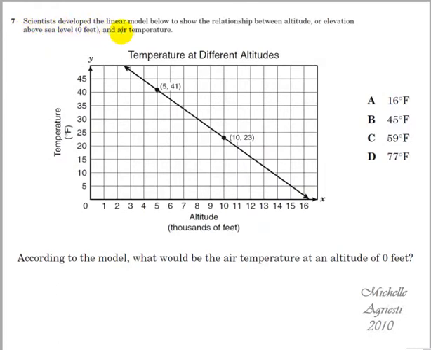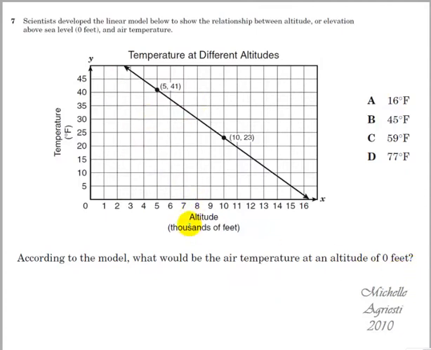Scientists developed the linear model below to show the relationship between altitude or elevation above sea level, 0 feet, and air temperature. According to the model, what would be the air temperature at an altitude of 0 feet?